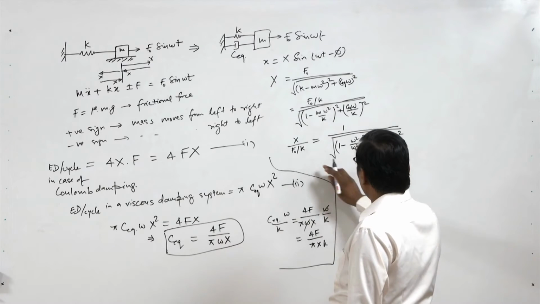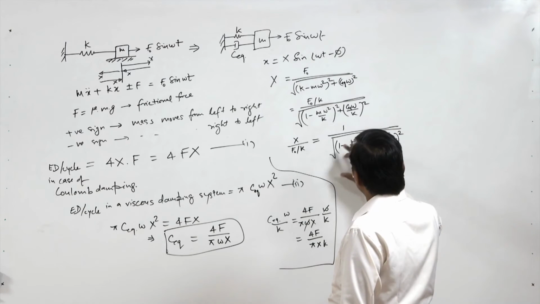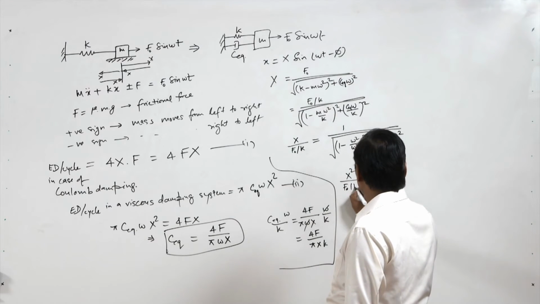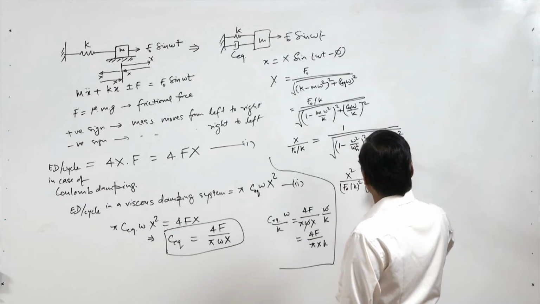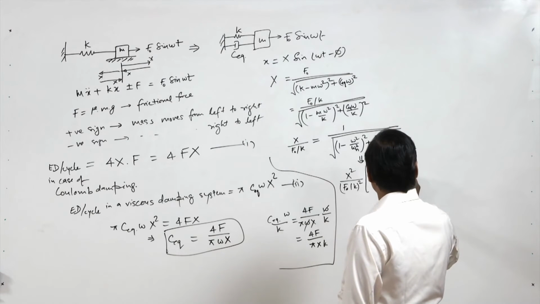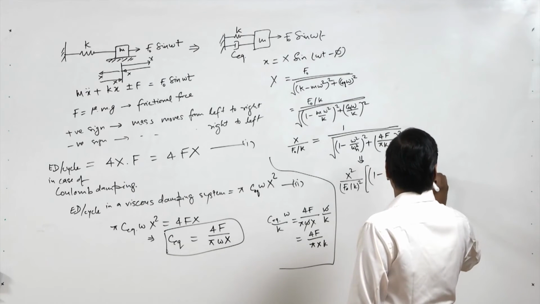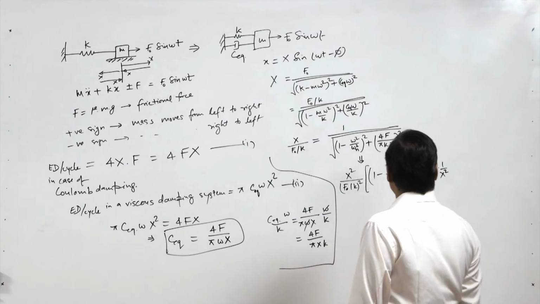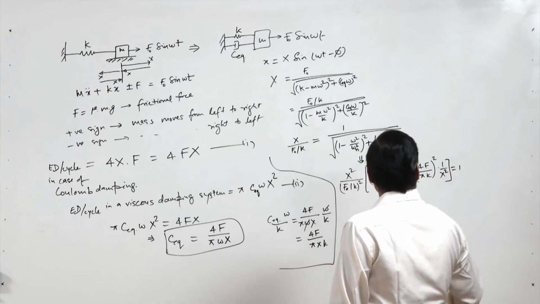Now this equation we have to solve. Because x is here and x is also here, we have to take x out on one side. So we square both sides. So we will get x square by (f0 by k) square into, so this under root, it will be just like (1 minus omega square by omega n square) whole square plus (4f by pi k) square into 1 by x square, equal to 1.